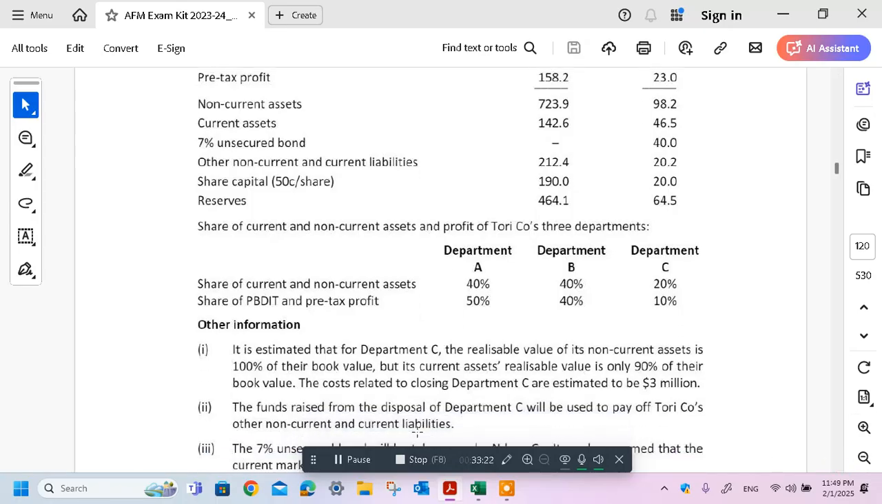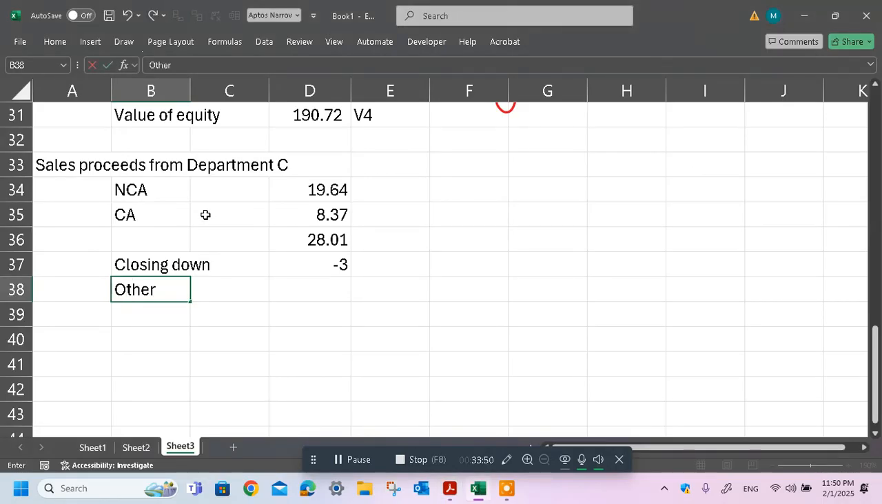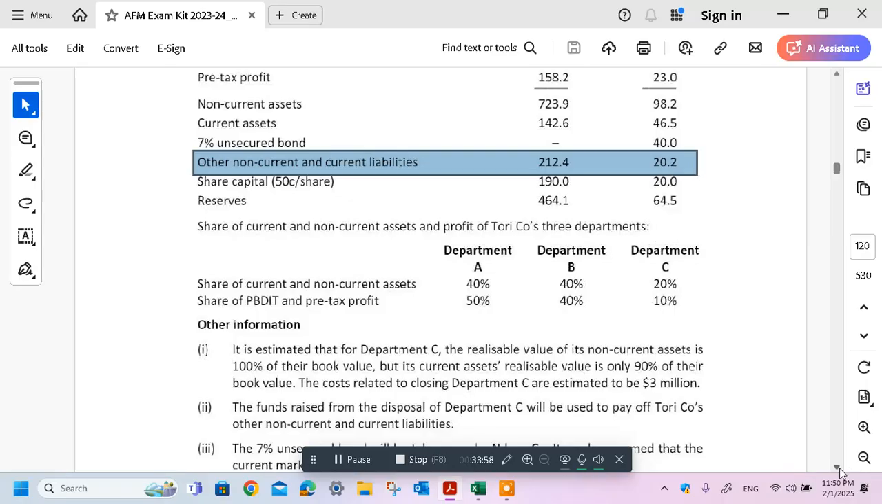Funds raised from the disposal of department C will be used to pay off Tory company's other non-current and current liabilities. Tory company has 20.2. They are going to settle that fully, not 20% or anything. 20% is only for assets. So the entire liability, other non-current and current liability 20.2, is going to be settled. Subtract other liabilities, minus 20. That's all mentioned.